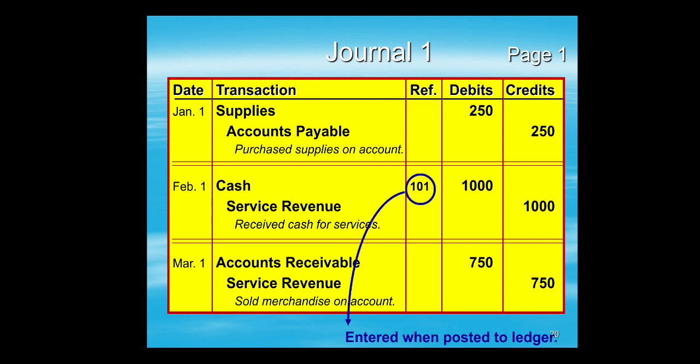Okay, so in the real situation, most of the time every account has a reference number. For example, here the reference number for cash is 101. This reference number is used by businesses when they want to transfer the journal entry into the ledger, which is the third step in the accounting cycle.